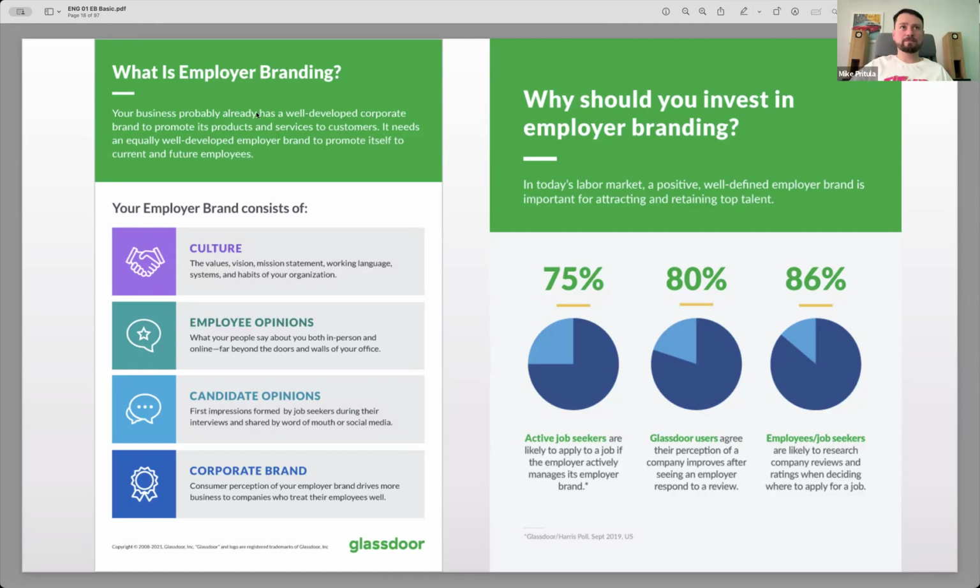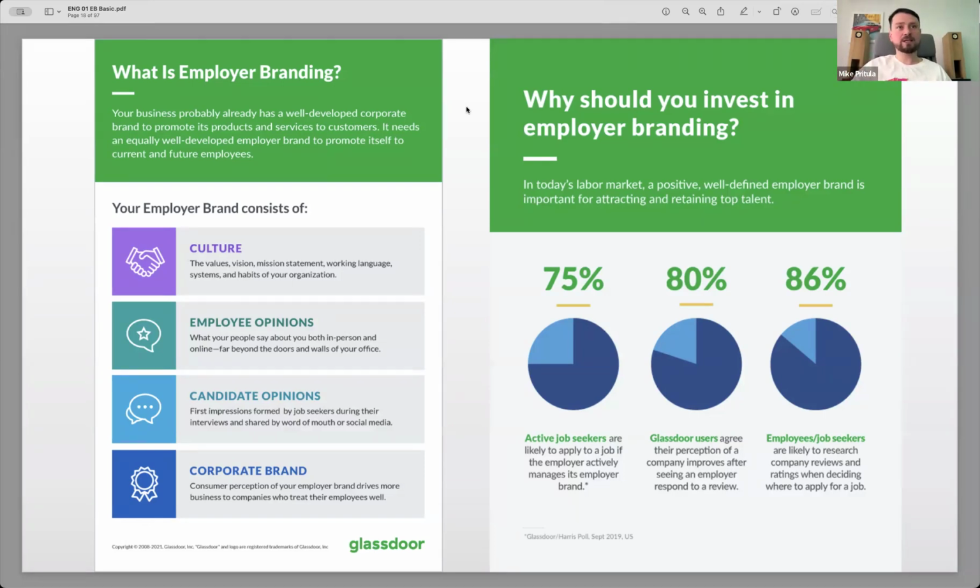What is employer branding? Your business probably already has a well-developed corporate brand to promote its products and services to customers. It needs an equally well-developed employer brand to promote itself to current and future employees. And Glassdoor thinks that your employer brand consists of, and actually I agree with them, culture: the values, vision, mission statement, working language, systems, and habits of your organization.